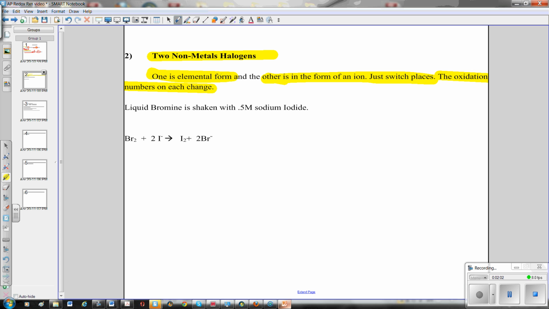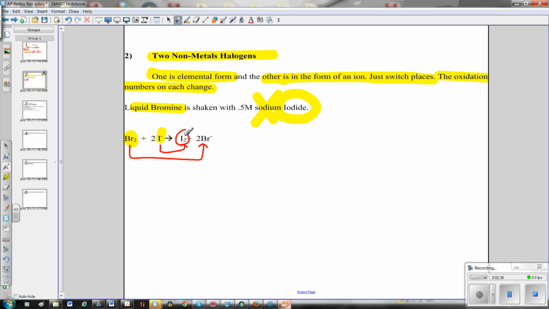So if you look here, liquid bromine, which is the form that bromine normally takes elementally, is shown as Br2 because it's diatomic. Sodium iodide, we don't care about the sodium, but the iodide is a halogen, so it's going to be shown as I- because it's in solution. What's going to happen is they're going to switch places just like we did on the previous one. Bromine's going to become an ion, which is Br-. Iodide, which is an ion, is going to be oxidized. It's going to go from -1 to 0. So I write I2, diatomic.